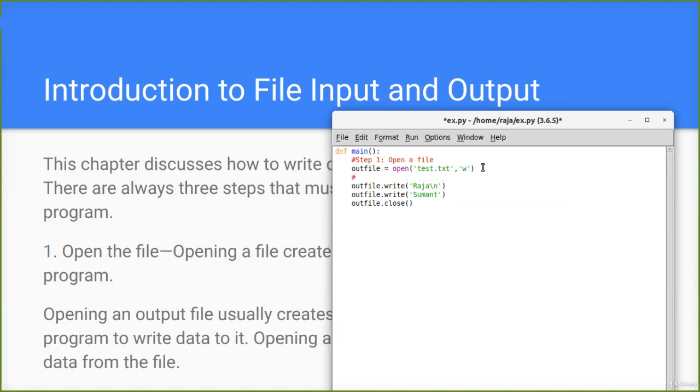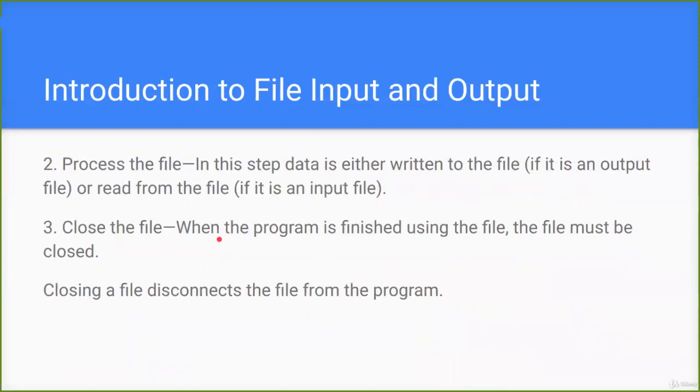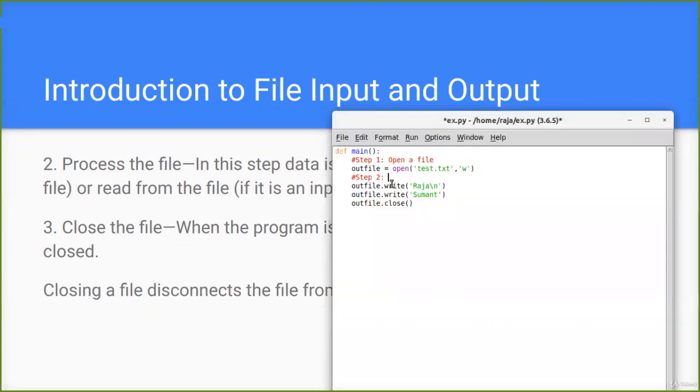Then comes my step two. Now, what is the step two that I have discussed? Process the file. Process the file in the sense I'll have to either write data into the file or read some data from the file. Here I am writing a few lines into my file. Then comes my step three. What is my step three? I'll have to close the file. Now, how I close a file is with the function dot close.